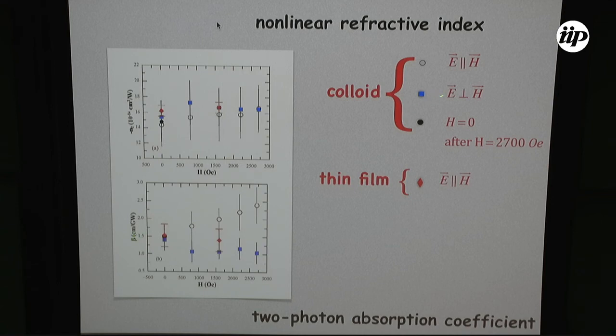So here is the electric field perpendicular to the magnetic field. This is the behavior as a function of the field, okay? So here is field, here is beta. And open symbols is the E parallel to the magnetic field. So you see that you have an increase of this parameter here, beta, and a decrease, or almost constant within our error bars. But there is an anisotropy of beta, which is put in evidence in this experiment.